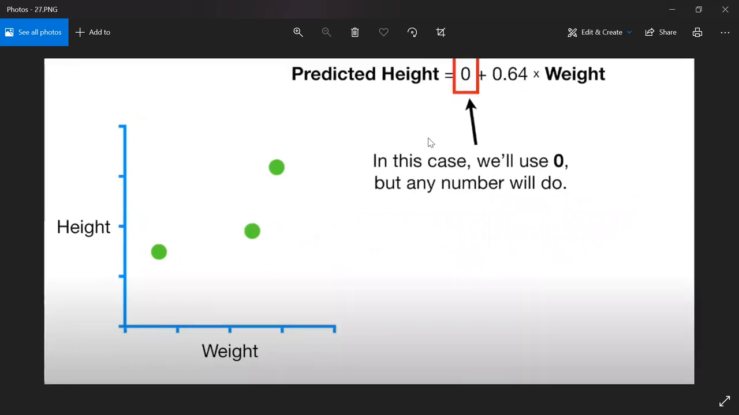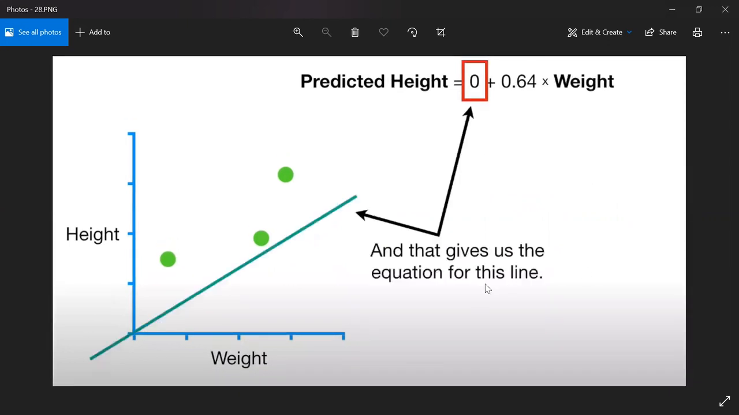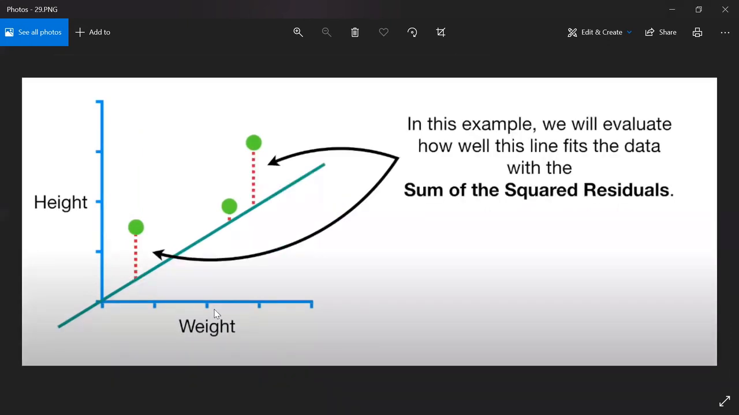Let me introduce it. Intercept is 0. In this case we will use 0, but any number will do. And that gives us the equation for this line. If this is my regression line, not the best fit line, this is actual, this is predicted, agree? In this example, we will understand how the line fits the data with SSR, sum of squared residuals.